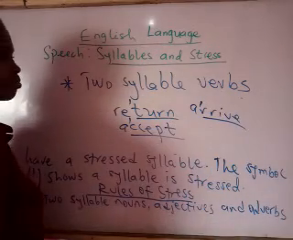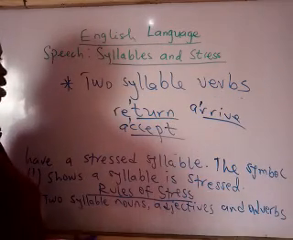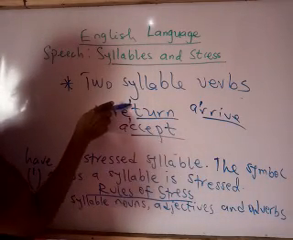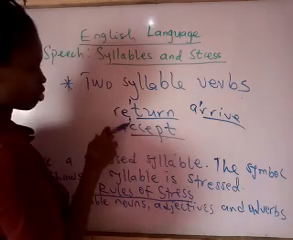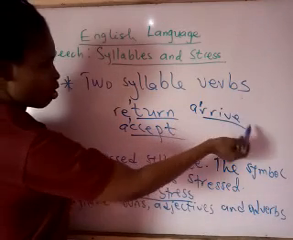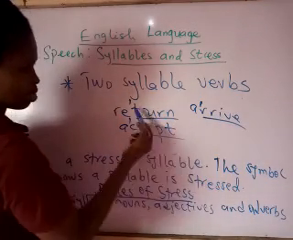Same thing with arrive. Okay, remember I said this is a stress marker. This symbol here is your stress marker. It shows you where the stress falls on a word. So when you see this, you know that your stress falls on the syllable after it, okay?